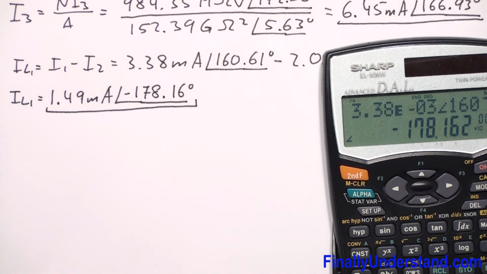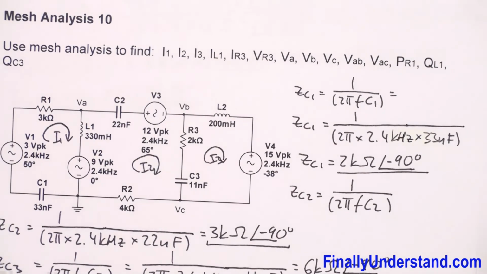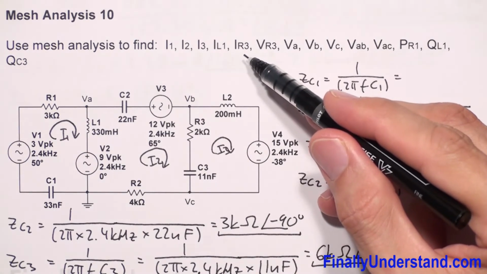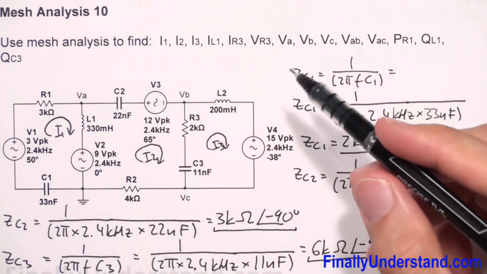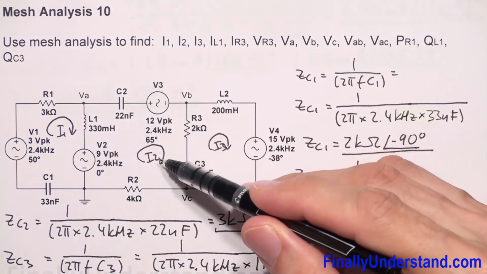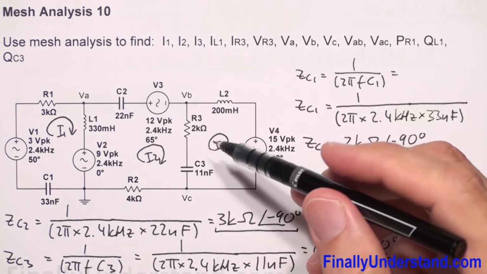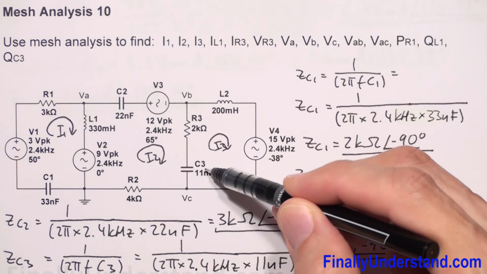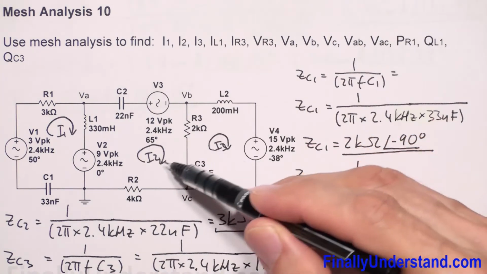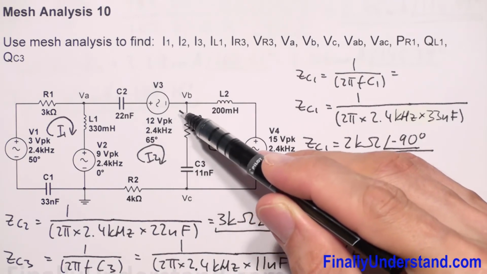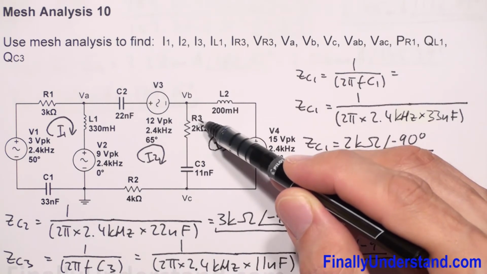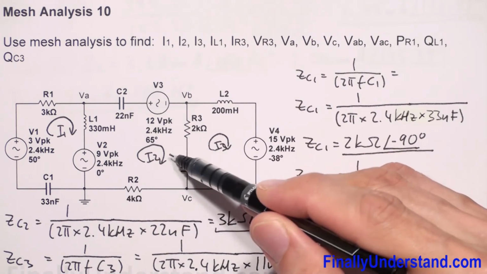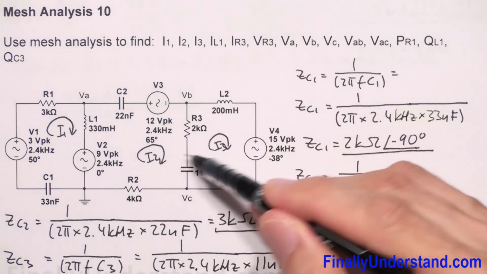Next, I'm supposed to find the current which goes through the resistor R3. Okay, I have to find IR3. So where is our R3? R3 is basically between loop 2 and loop 3. In order to find the current which goes through this resistor, you have to realize that the same current will go also through the capacitor C3, and this is the difference of these two currents. Why? Because I2 is going to go through the resistor theoretically from top, and I3 will go through the resistor from the bottom, so they're going to oppose each other. That's why you have to perform the subtraction. So IR3 is basically the difference of these two currents.